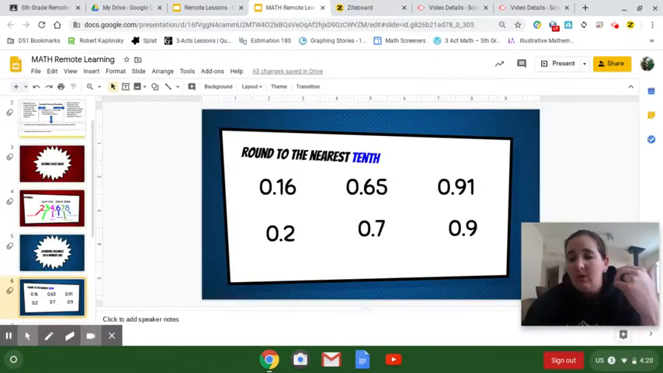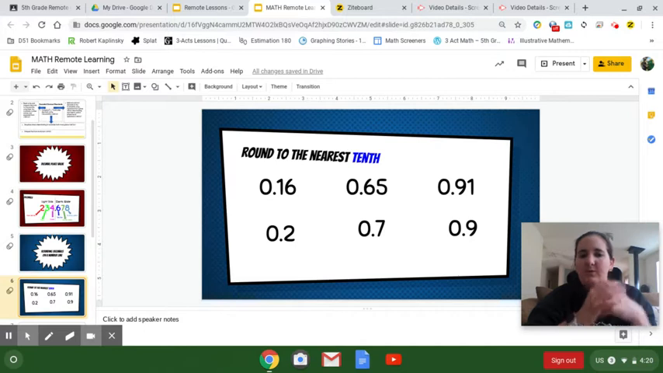All right. So what you can do is you can actually practice thinking about this just like a whole number. Is 16 closer to 20 or 10? It's closer to 20. Is 91 closer to 90 or 100? Right? So we can think about these decimals in the exact same way that we think about whole numbers, right? Just a little bit different with it.